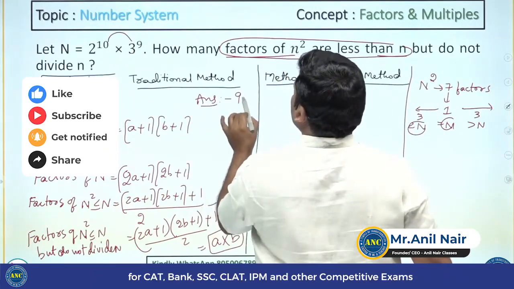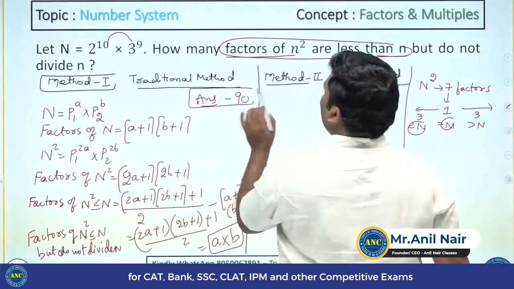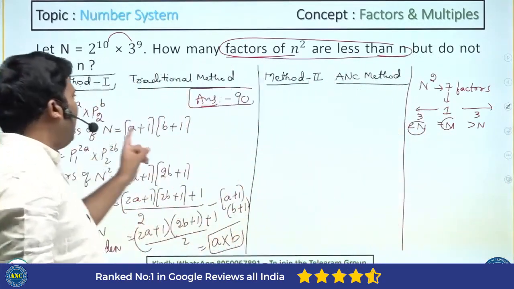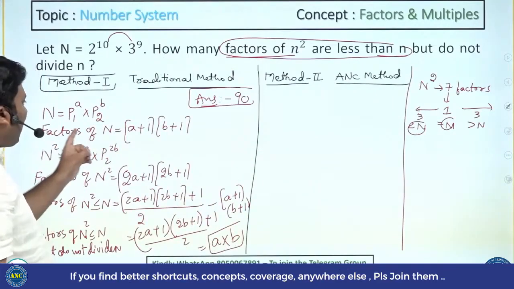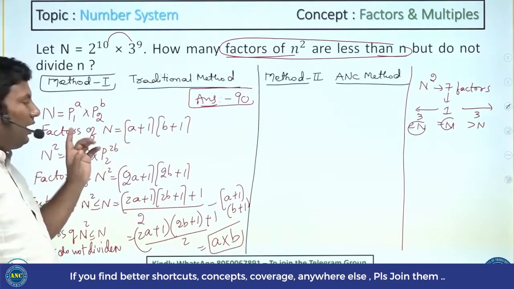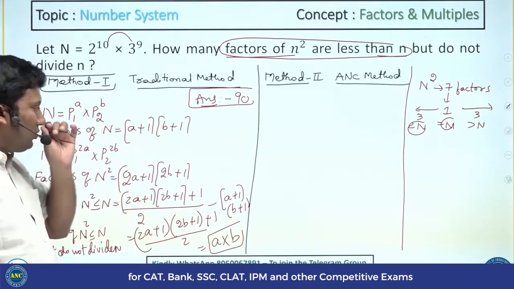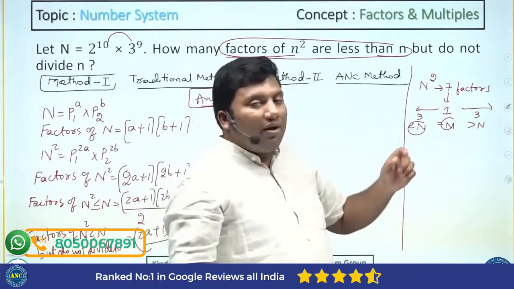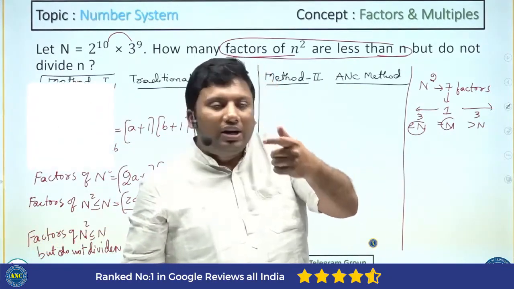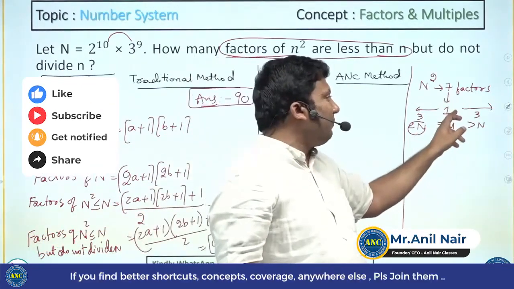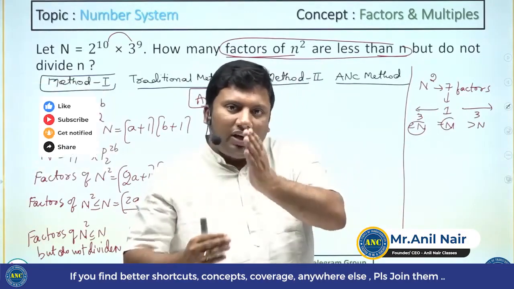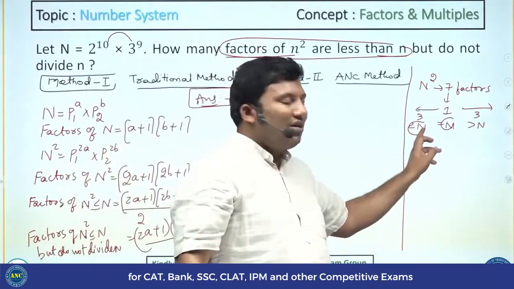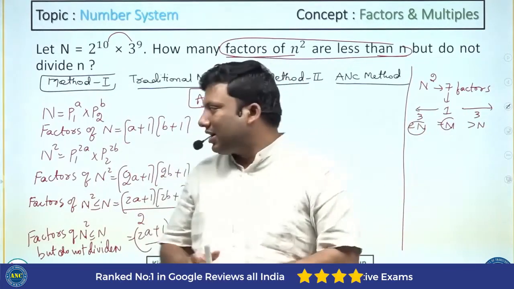What is 10 nines? 90. Again see here, there is a number n, p1 power a, p2 power b. Factors of n are 0 to a, a plus 1, and 0 to b, b plus 1. Factors of n square: n square is a perfect square, and a perfect square will always have an odd number of factors. Assume it is 7. One case will be equivalent to n, 3 cases less than n, 3 cases greater than n. Am I right?